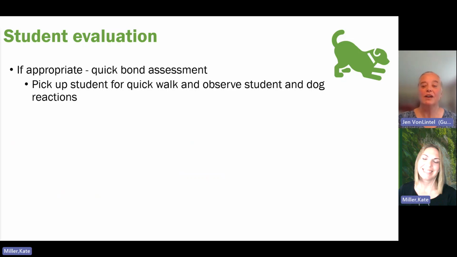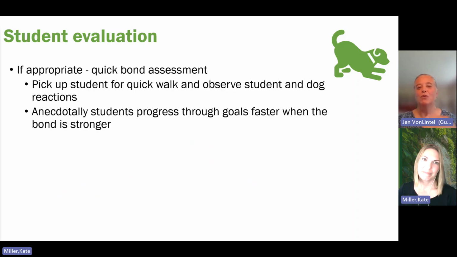Does the student actually talk to the handler, who's a stranger, and maybe ask questions or even share experiences they've had with the dog? That to me indicates that we might have a really good bond. And I have a hypothesis that the stronger the bond, the more growth that we're going to make, or the faster growth that we're going to make.